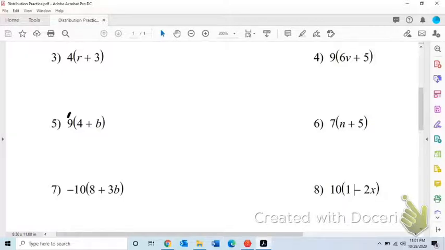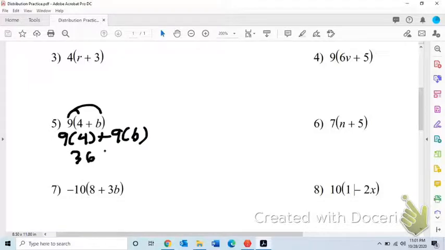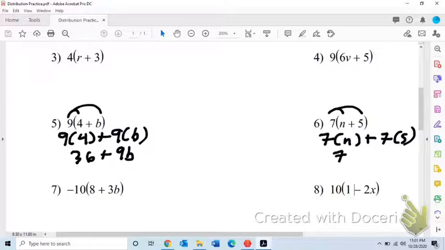Number 5, we're going to take that 9 and we distribute it. So we have 9 times 4 plus 9 times b. And that would give us 36, 9 times 4 plus 9b. Easy peasy. Number 6, 7 times n. We distribute that 7 plus 7 times 5. Is going to give us 7n plus 35.